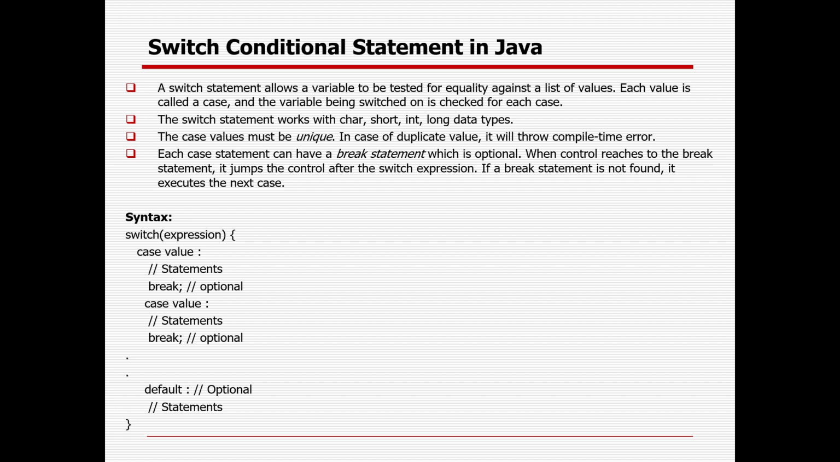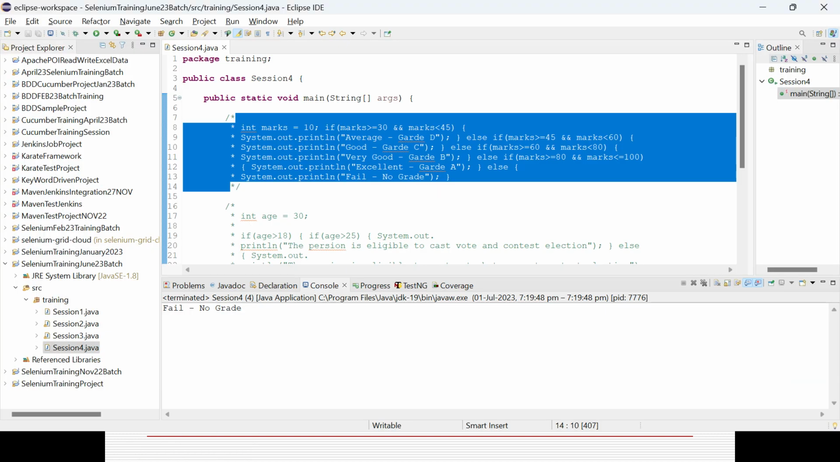But a case should always be unique in nature. In case of a duplicate, it will throw a compile time error. Each case statement should be followed by, or end with, a break statement, which is optional. But in case you are not giving any break, some problem will come. I will show you. So this is the syntax for the switch statement: switch expression, case value, then you give a statement and break, and again another case statement and break, like that. And the last one will be default. That is the way I will construct a switch statement.